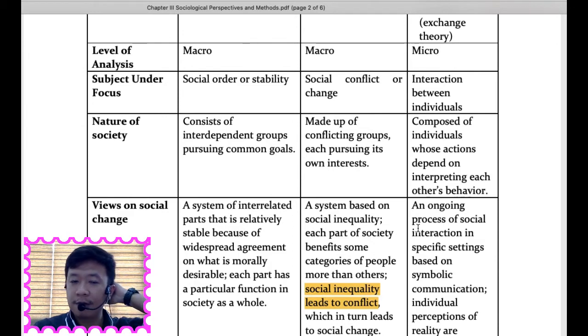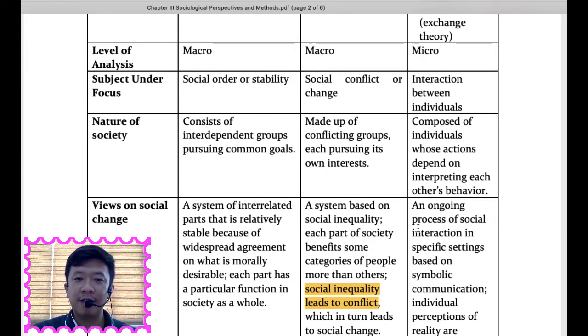Ano? Tapos, for conflict, hindi. May interest palagi yung mga powerful. Okay? And the powerful will continue to wield whatever they have just to maintain their privileged position in society. Okay? So medyo may pagka-pessimistic yung pagtingin ng conflict perspective.